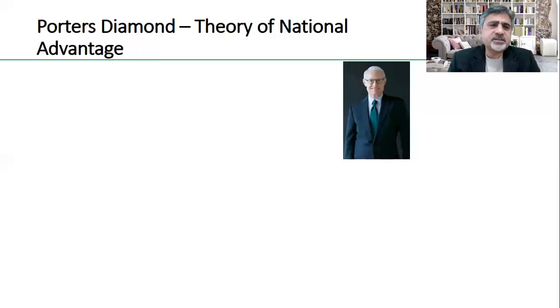We are going to discuss this Porter's diamond model. Michael Porter is a very well-known American writer on management, and he has given very interesting models. You have seen Porter's value chain model, Porter's five forces, and Porter's diamond. What we are going to discuss today is Michael Porter's diamond. This is also called the theory of national advantage.